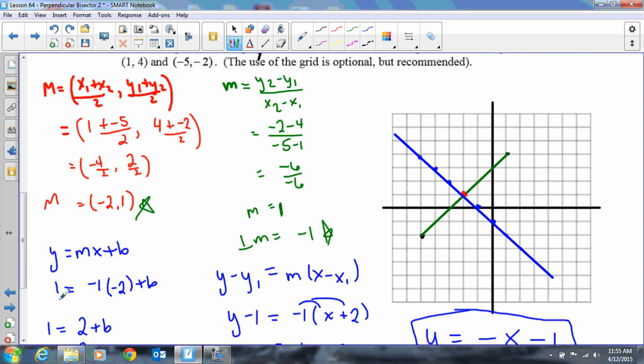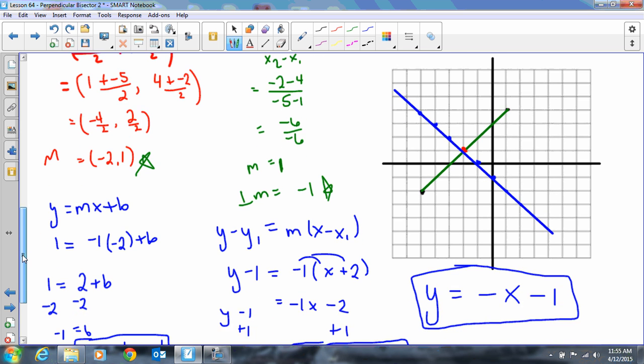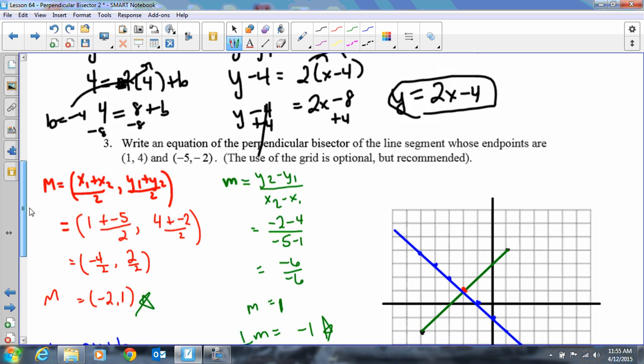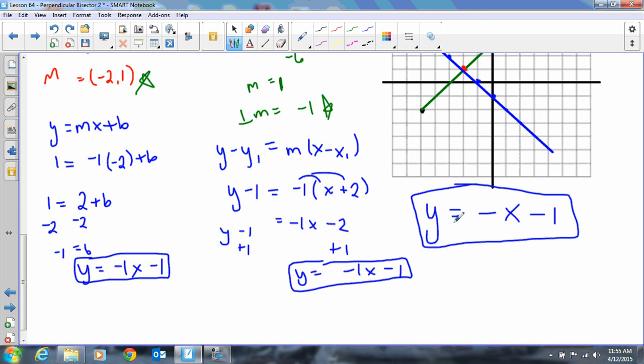Okay, everybody, so hopefully you had some time to practice, and I'm just going to show you the answers. So here we go. The answer to number 3, the equation is y equals negative x minus 1. Or you could write negative 1x minus 1, same thing. And then here's the work.